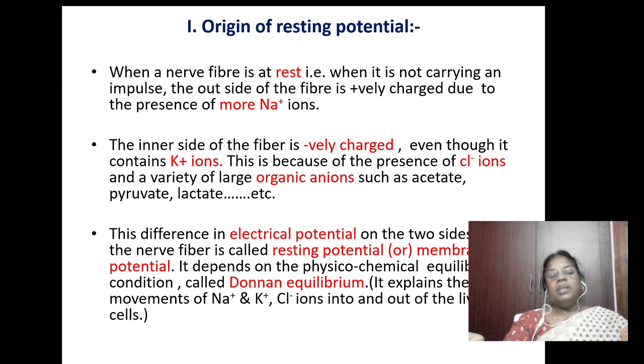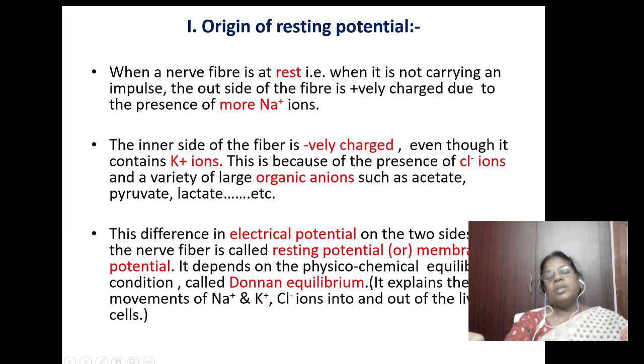Then, in this process, the first one is the origin of resting potential. That means whenever a nerve fiber is at rest, when it is not carrying any impulse, the outside of the fiber is positively charged due to the presence of Na+ ions, and the inner side of the fiber is negatively charged, even though it contains K+ ions inside the fiber.